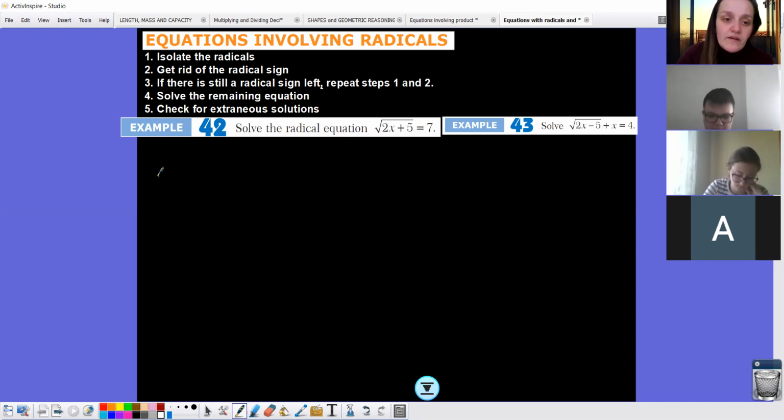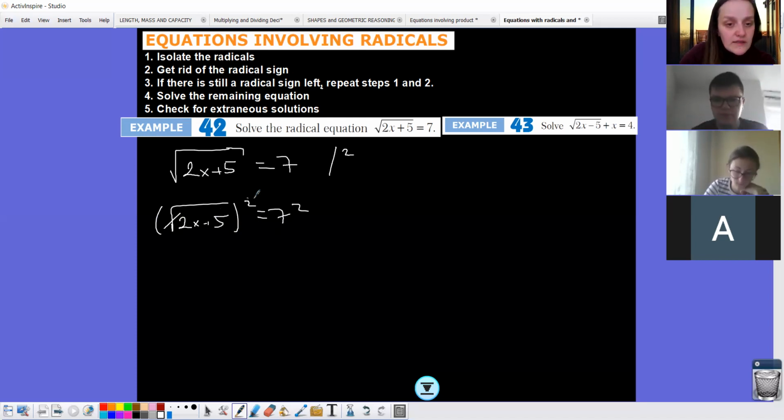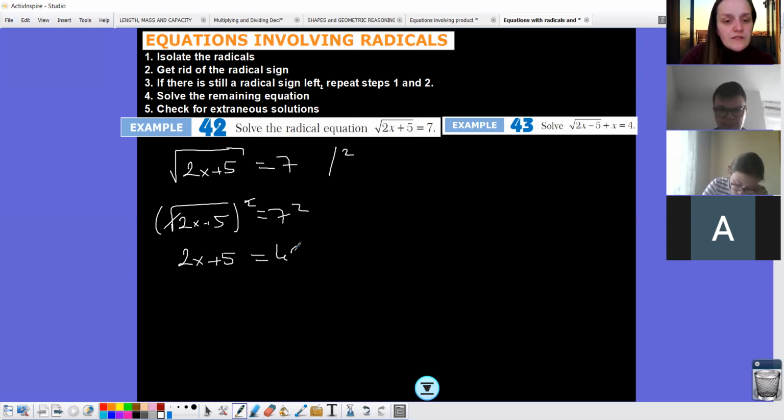As you can see here, we have root of 2x plus 5 is equal to 7. Here, the first step is already given. We have the radical expression on one side, and it's alone. Now I'm starting with the second step, get rid of the radical sign. I will take the square of both sides. The square root and the square will cancel each other. We'll have 2x plus 5 is equal to 49.